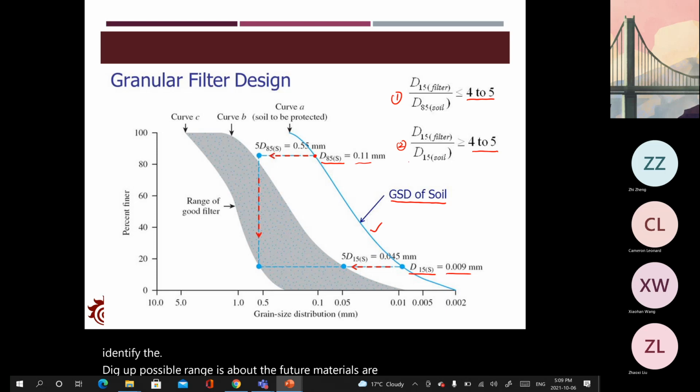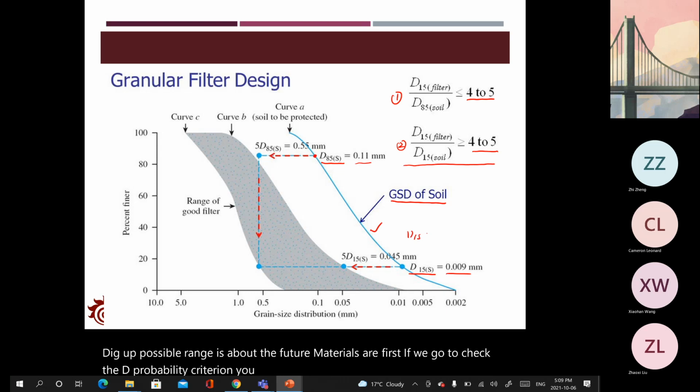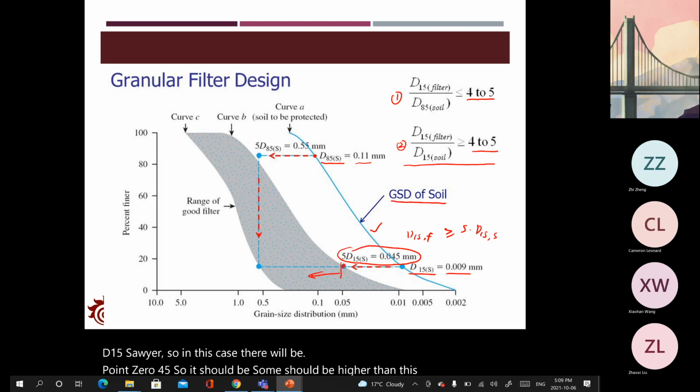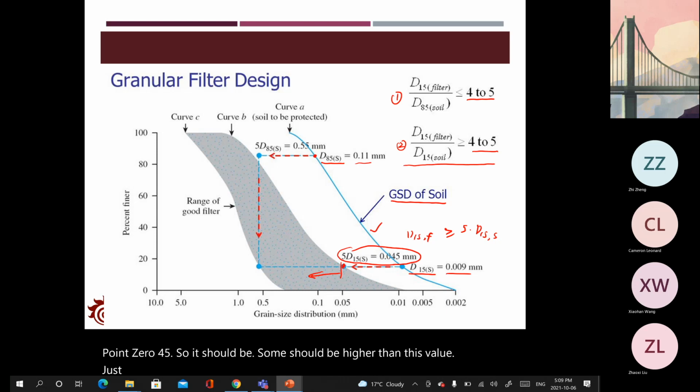First, if we check the permeability criterion, D15 filter should be larger than 5 times D15 soil. In this case, that will be 0.045, so it should be higher than this value. Just keep in mind that for the horizontal axis, right side means smaller value and left side means larger value. So larger than this one means going in this direction.